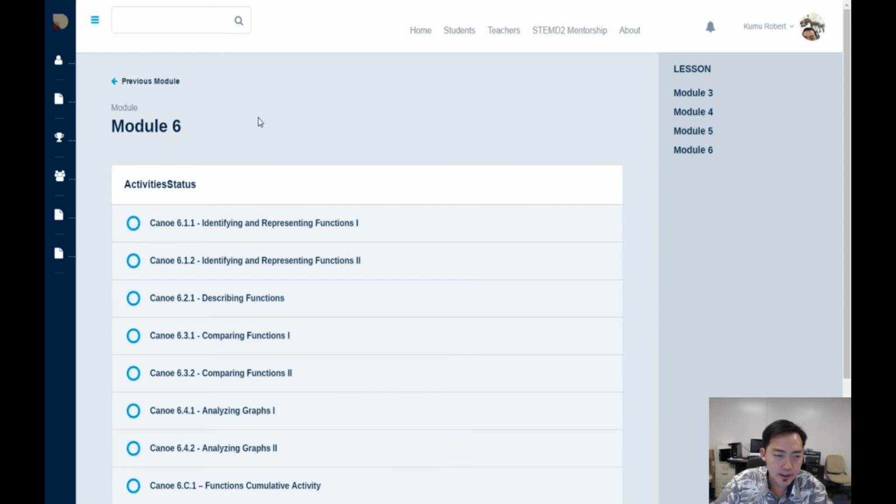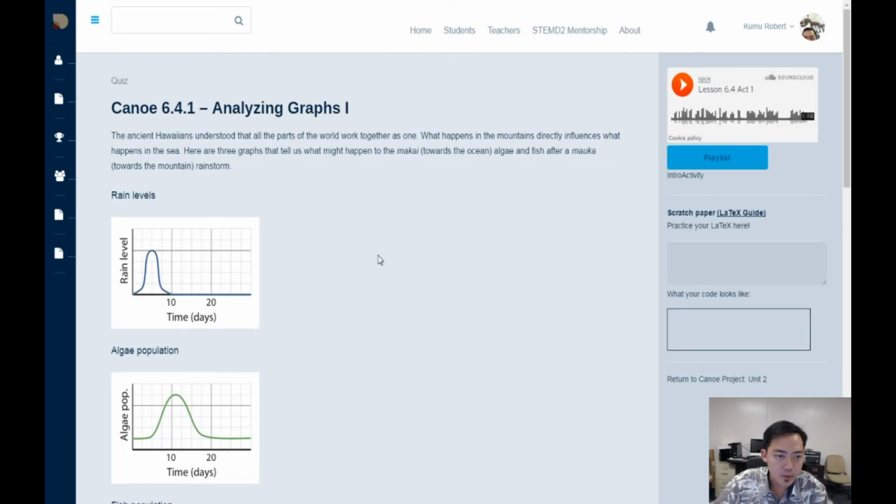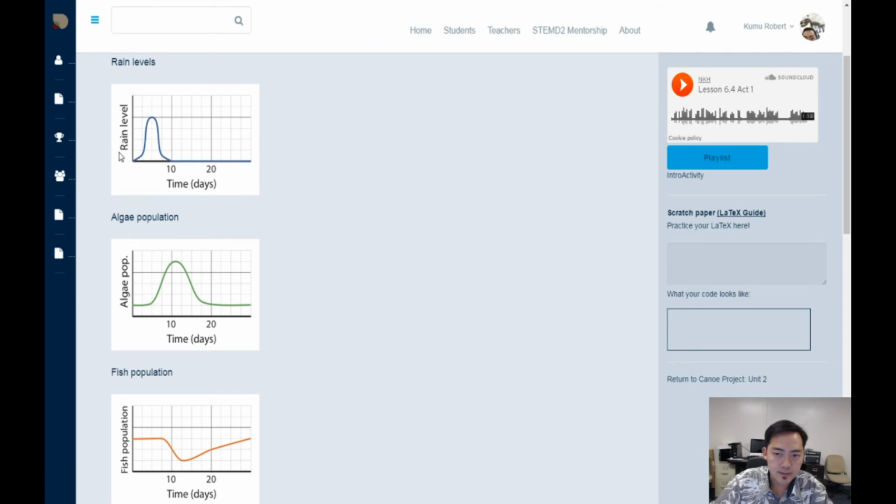Welcome back. The next activity we'll be looking at is Canoe 6.4.1. In this activity, we'll be looking at three different graphs and try to make some sense of it. Here we have a graph of rain level versus time, algae population versus time, and fish population versus time. So we can see during a rainstorm, the rain level increases and then drops. Later on, the algae population increases and then drops. Notice that this is a slower increase and a slower drop. Finally, as the algae population increases, the fish population drops and then slowly recovers.